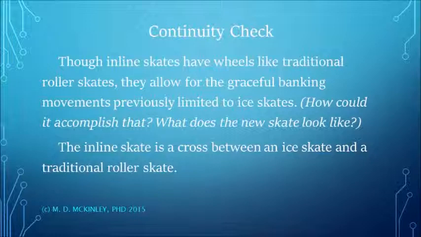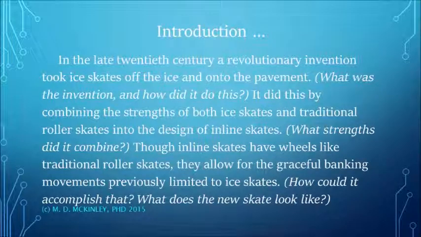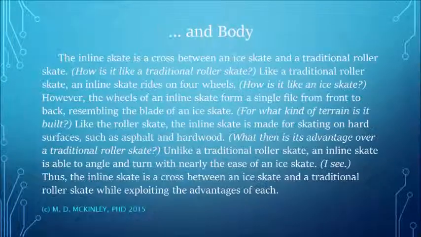Finally, here are the introduction and body paragraphs with implied questions. I will read just the introduction paragraph and the first sentence of the body paragraph. In the late 20th century, a revolutionary invention took ice skates off the ice and onto the pavement. What was the invention and how did it do this? It did this by combining the strengths of both ice skates and traditional roller skates into the design of inline skates. What strengths did it combine? Though inline skates have wheels like traditional roller skates, they allow for the graceful banking movements previously limited to ice skates. How could it accomplish that? What does the new skate look like? The inline skate is a cross between an ice skate and a traditional roller skate.